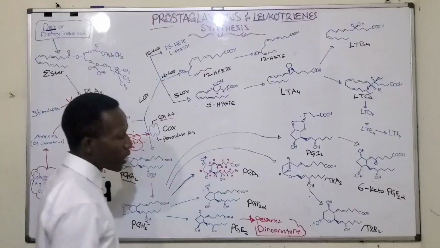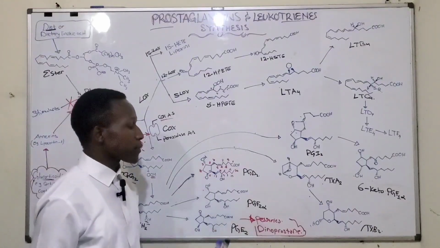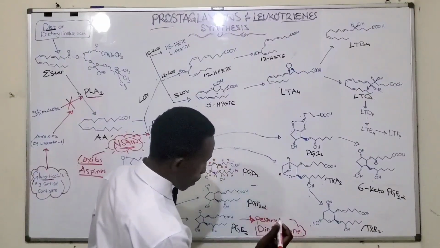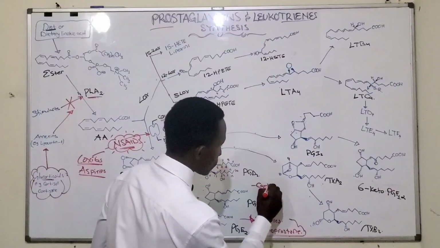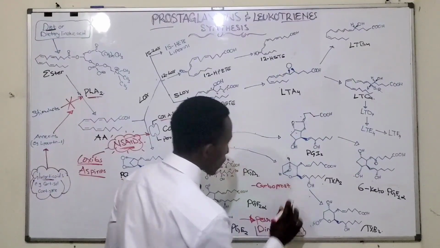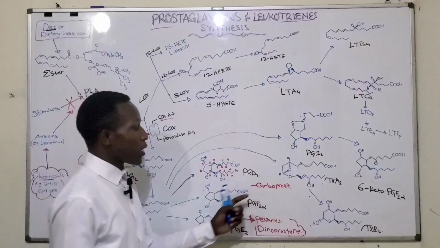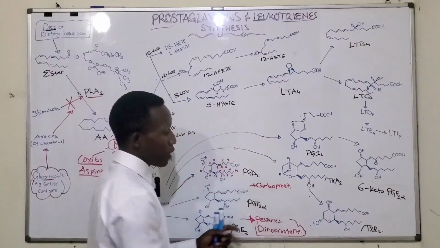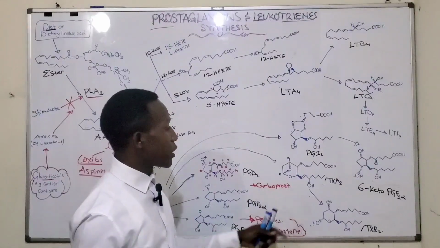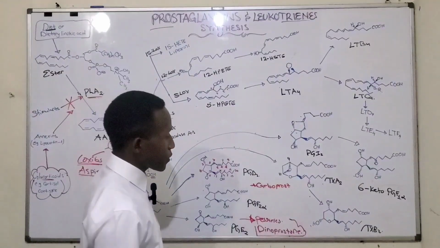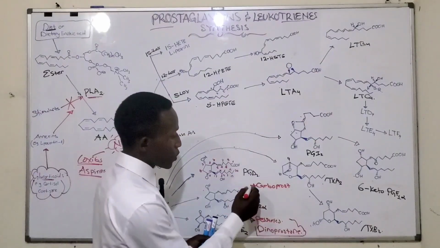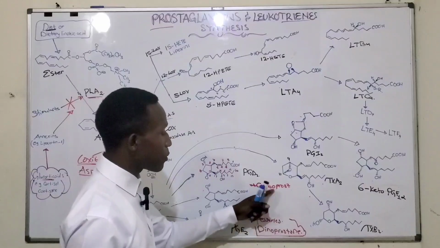Then prostaglandin F2 alpha, we have different drugs. One of them is carboprost. This drug can be used as an alternative to ergometrine and oxytocin in controlling postpartum hemorrhage. So carboprost can stop postpartum hemorrhage.